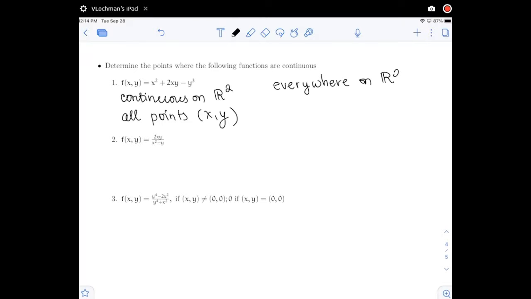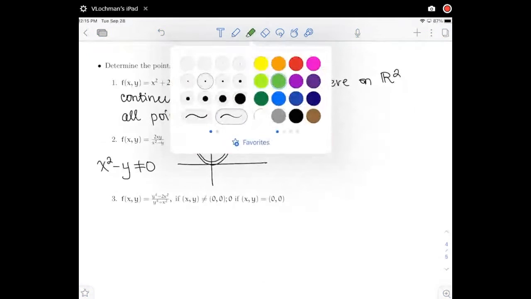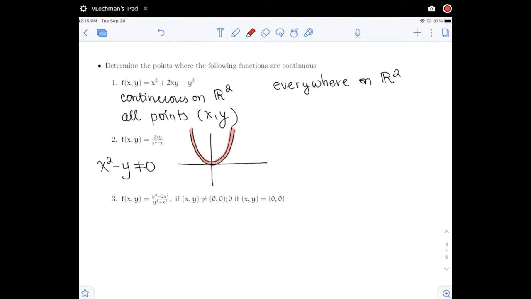Okay, what about the second function? 2xy on top, no problem there. On the bottom, we have x squared minus y. We don't want this to be equal to 0, right? So what are we excluding? We're excluding our parabola, so just this curve right here. Everything else is okay.